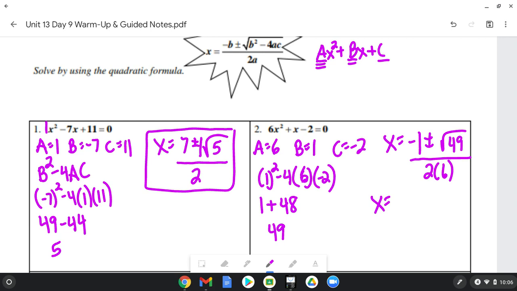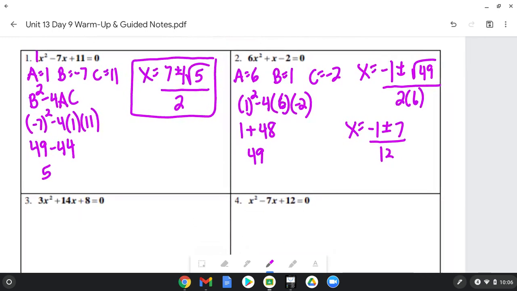If I try to simplify any of this, I know the square root of 49 turns into 7, and I know that 2 times 6 is 12. So now I have this fraction without any radicals in it, which means I can actually simplify this. One answer would be -1 plus 7 divided by 12, and the other answer, because there's a plus and a minus, would be -1 minus 7 divided by 12. If I do the plus 7 divided by 12, that gives us 6 over 12. And if I do the minus 7, that gives us -8 over 12.